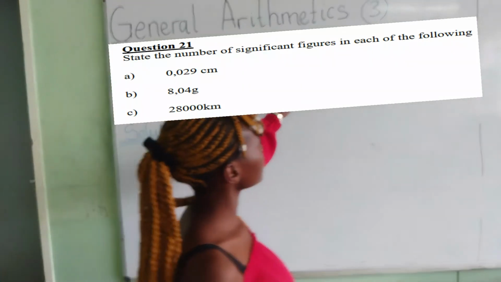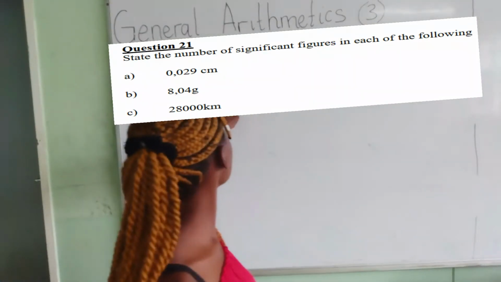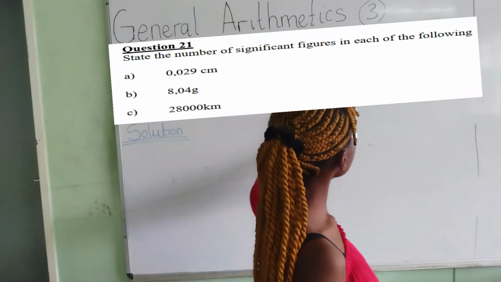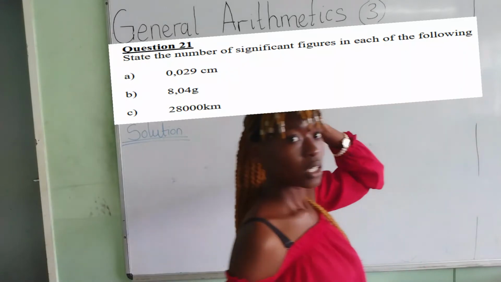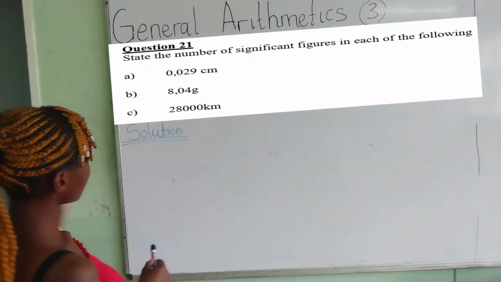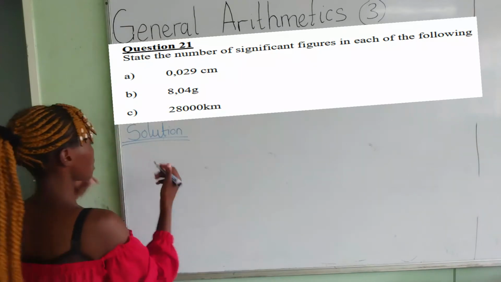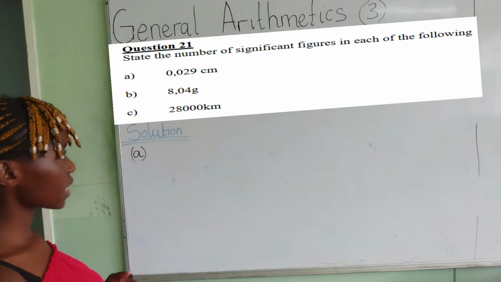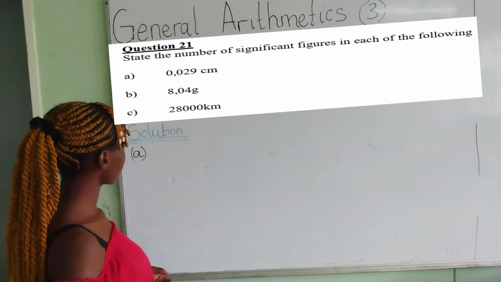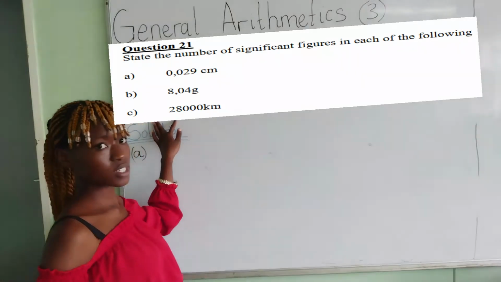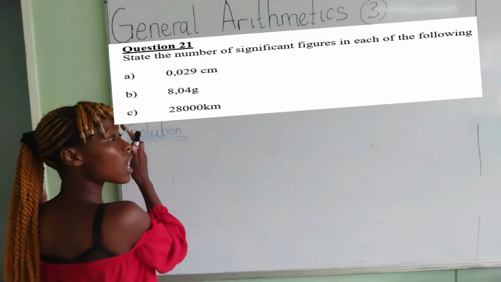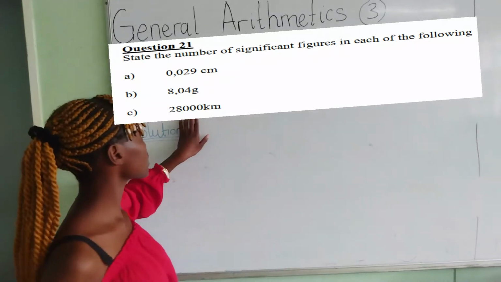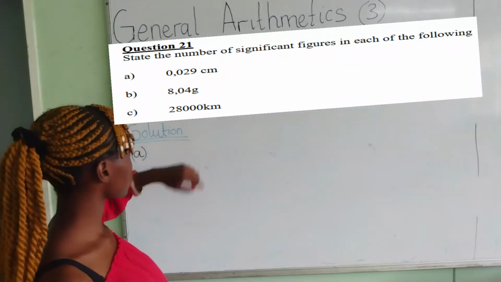State the number of significant figures in each of the following: 0.029 centimeters, 8.04 grams, 2,800 kilometers. So you have to state the number of significant figures. So for A, we said for significant figures, we do not count the zeros that are at this side or at this side. So for this part, our number of significant figures is just 1, 2.